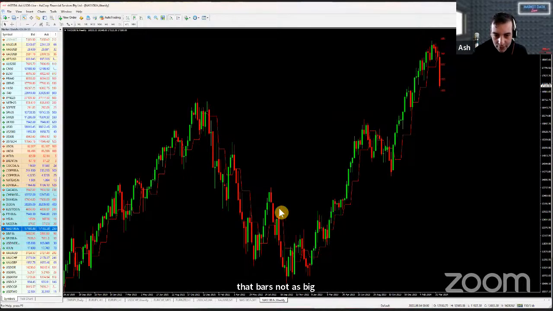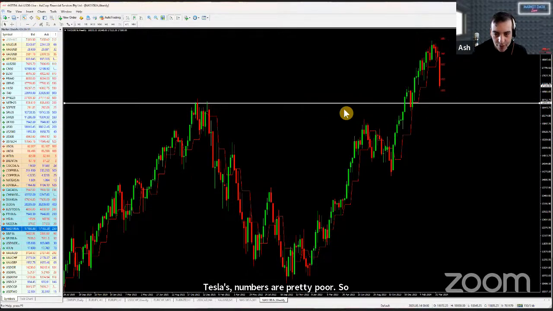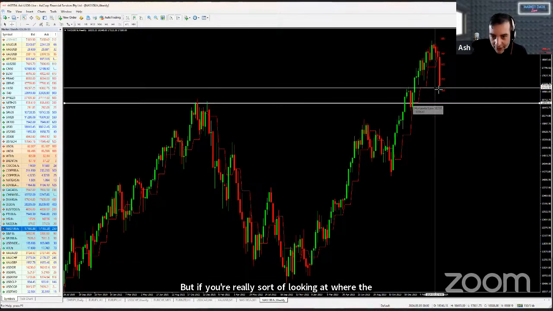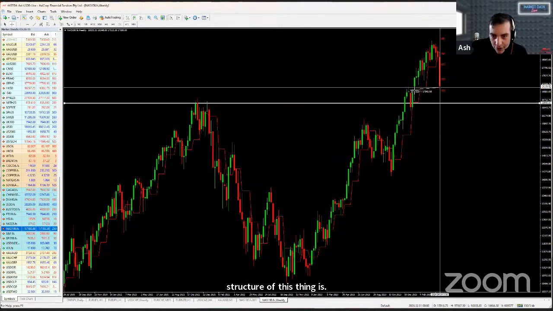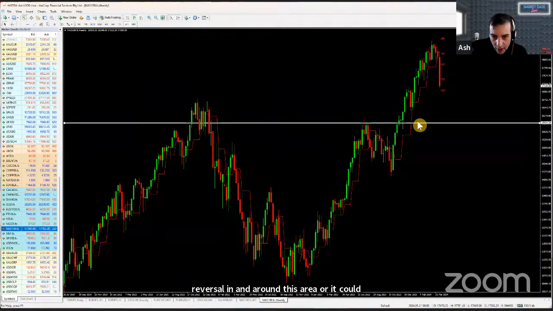And you really have to go all the way back to 2021 before you see a bar with that much selling. Tesla's numbers are pretty poor, so that hasn't helped the Nasdaq trying to remain positive. But if you're looking at where the structure of this thing is, then it's potentially got a reversal in and around this area, or it could come down even a little bit further, possibly even down to there, possibly down to the trend line.